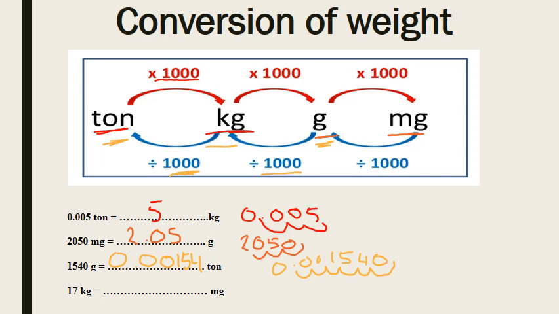Then I've got 17 kilograms. So 17 kilograms into milligrams. So there's 17. Now from kilograms to grams, I have to times by 1,000, so I'll have to add 3 zeros. But now we've only got to grams. What I want is milligrams. We'll have to times by another 1,000. So we'll get this big number here, 17 with 6 zeros. 1, 2, 3, 4, 5, 6.